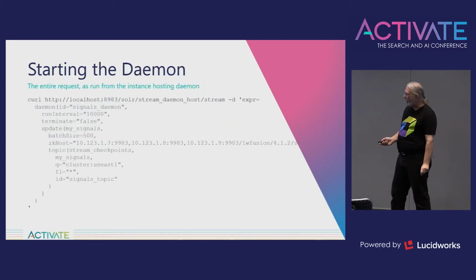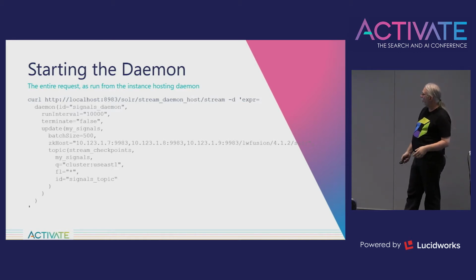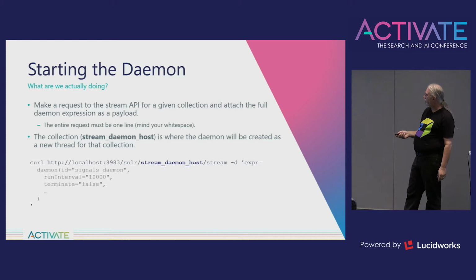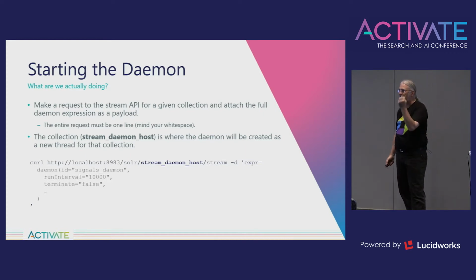So the entire request, this is how you actually start it. The stream API that you're going to access, pretty simple. You just pass all of that daemon update and topic payload that we just created, all those parameters. You put them in one nice long string and send them with a curl command. The collection, which in this case is stream daemon host, is the collection where the daemon is going to be created. So the thread that gets created in memory is going to be attached to that collection in Solr.